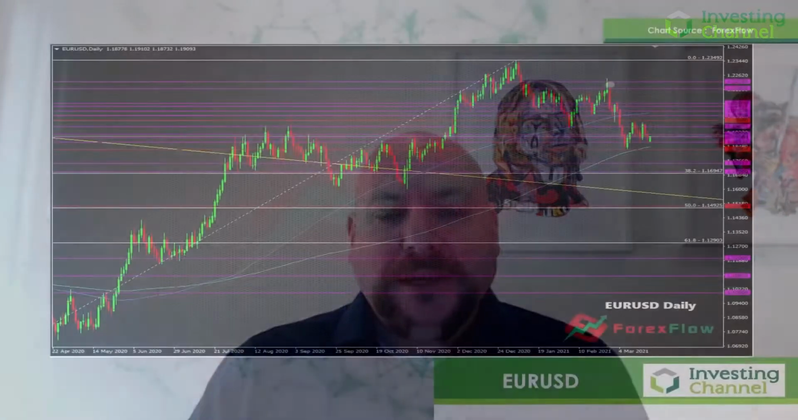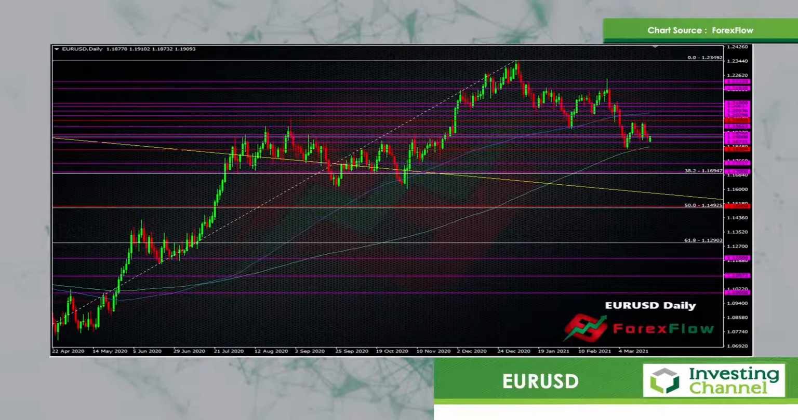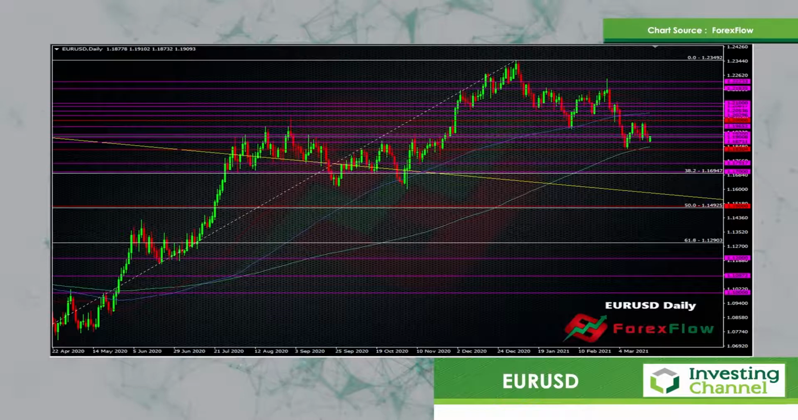Today I'm going to be looking at the euro for trading this week. And I'm going to start with euro dollar, obviously one of the biggest pairs in the forex market. That's plenty of volume going through here. And I'm going to look at the daily chart on this one.